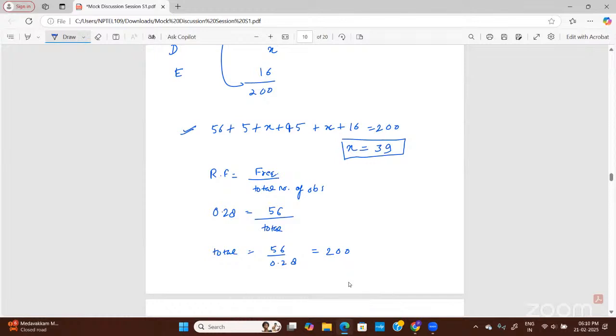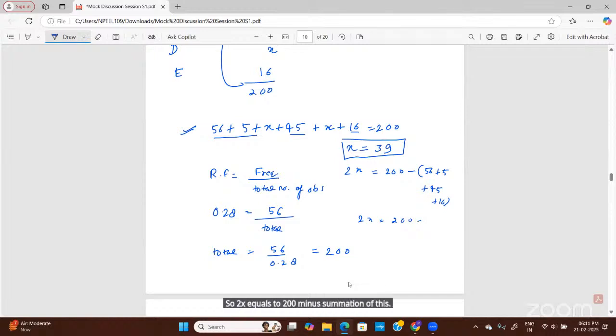Yes. Okay, just take the summation of these four values. So it will be 2x equals 200 minus 122.5, that is 78 plus 45 plus 60. So 2x equals 200 minus the summation of these, 122. Is it 122? Okay, so from here you can find the value of x as 39.